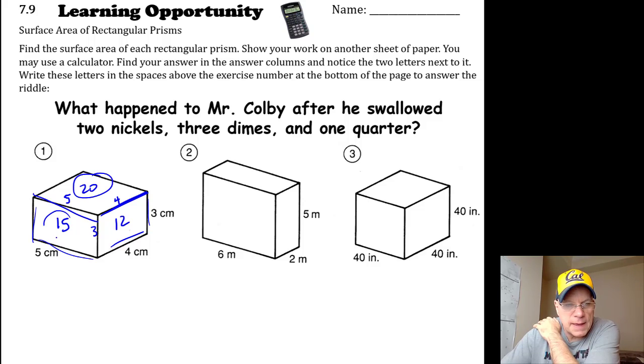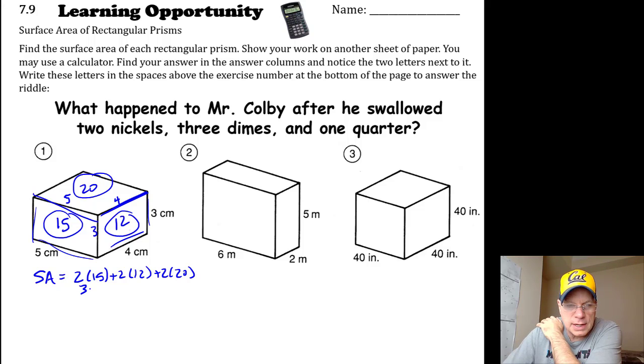So I've identified the area of each of these different rectangular faces, and I know that the surface area is going to be 2 of each, because for each face there's a parallel and congruent face on the other side of the rectangular prism. So I have 2 15s and 2 12s and 2 20s, so 30 and 24 and 40, 70 and 24, 94 centimeters squared.